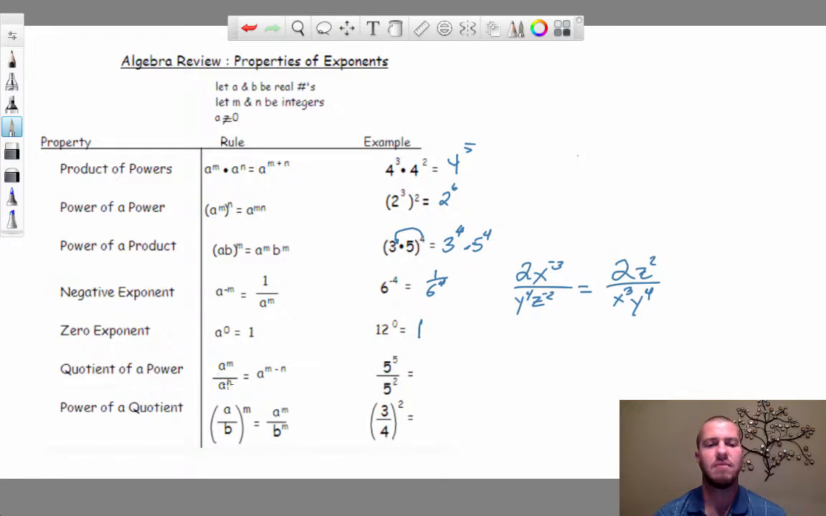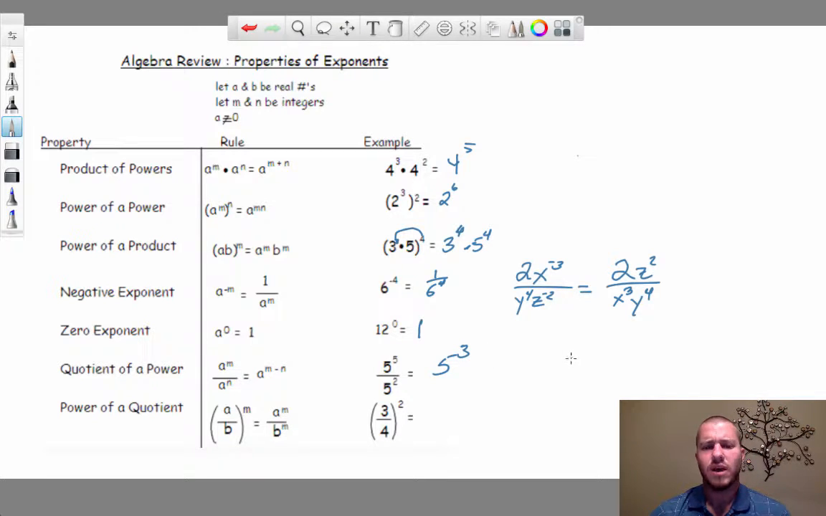A raised to the m over a raised to the n. This is a quotient of powers. And as long as the bases are the same, again, you subtract the exponents. Just like when you were multiplying, you add the exponents. When you're dividing, you subtract the exponents. So this becomes 5 raised to the 5 minus 2, which is 3. So 5 raised to the third.